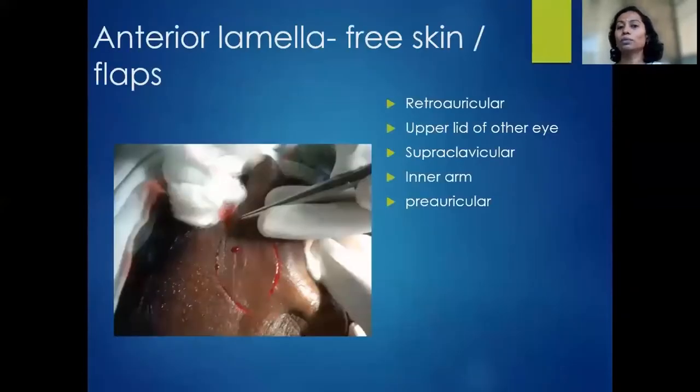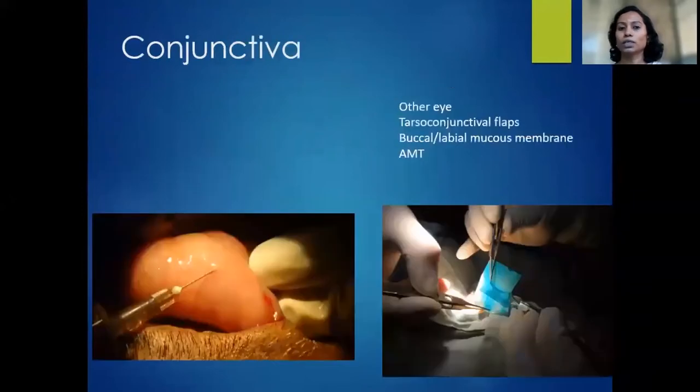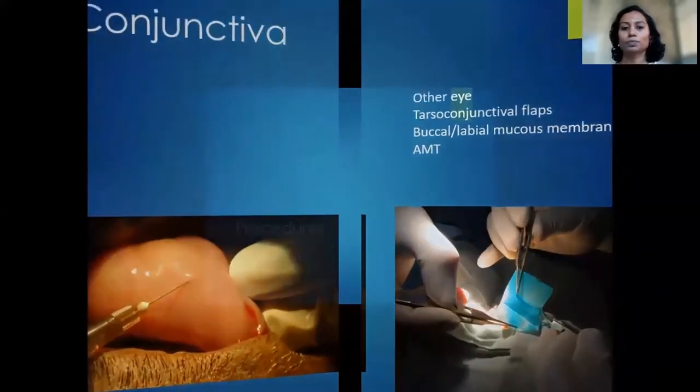What are the resources that we have for the anterior lamella? Free skin or flaps. We have retroauricular skin, upper eyelid of the other eye, supraclavicular, inner arm, and preauricular area. Personally I prefer the preauricular area because it gives a good match whenever the upper eyelid of the other eye is not available. If a large skin graft is required, I prefer the inner arm, because that gets covered under clothing. For the tarsal plate, we can use the opposite eye tarsal plate, the cartilage of the ear, septal, or palatal cartilage. For the conjunctiva, we can use the other eye conjunctiva, or buccal mucosal membrane, or sometimes we also use the amniotic membrane graft.